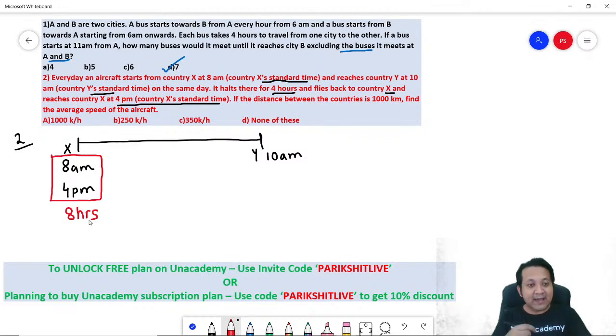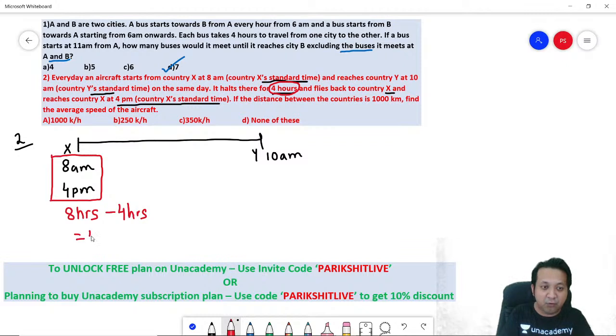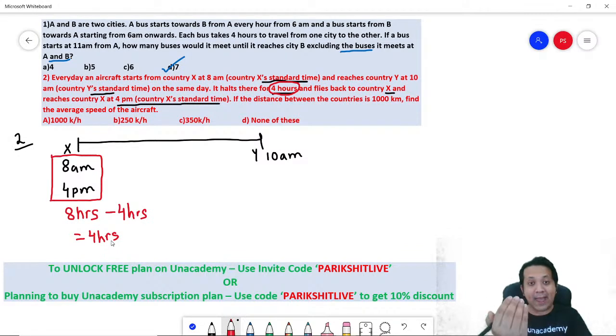But you know what? For the entire 8 hours, the flight was not traveling. It was not in motion for the entire 8 hours. So for how much time was it in motion? Remember, it says the flight halted for 4 hours. If that was the case, can I say the flight was traveling for 4 hours? So the total flight duration, to and fro, going and coming back, was 4 hours.